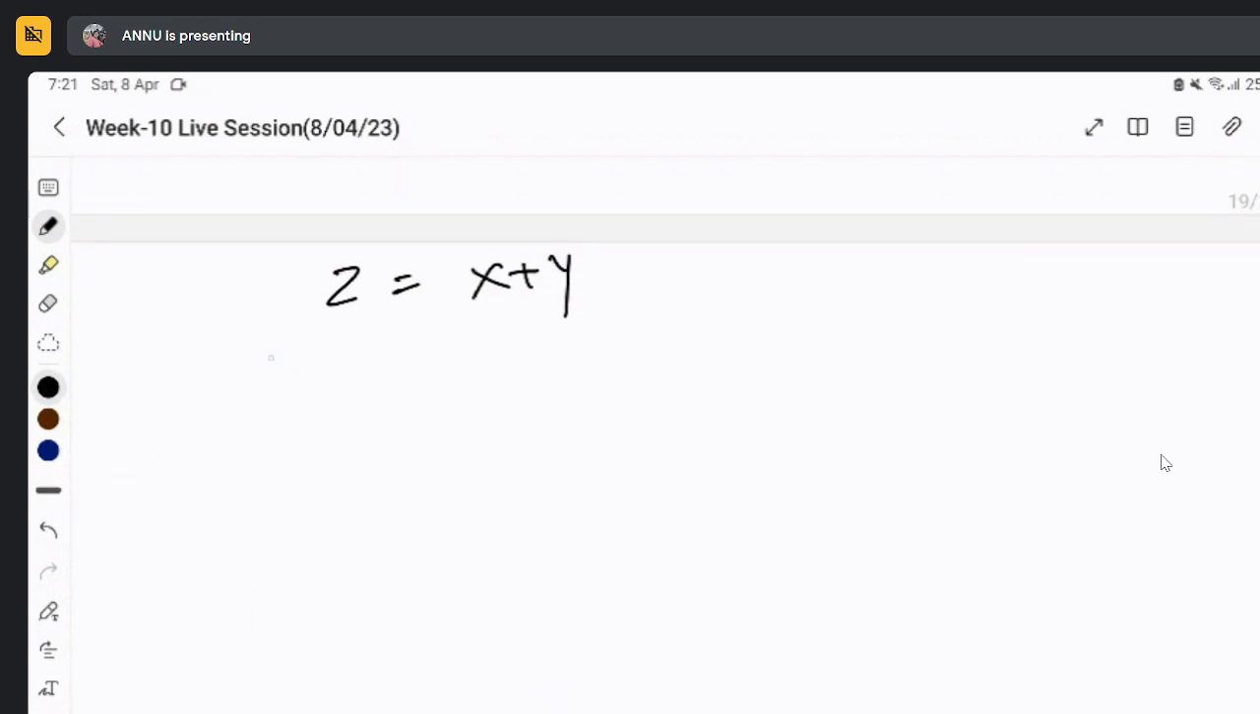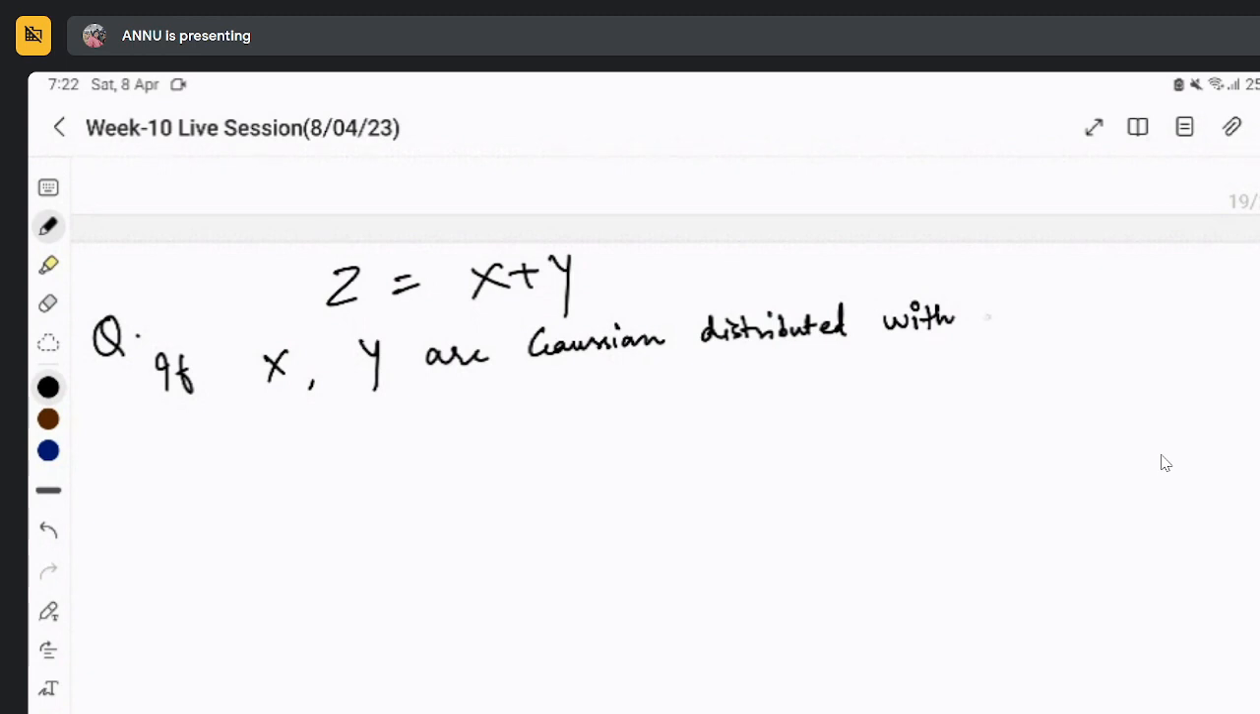Okay. If X, Y are Gaussian, assume the same mean mu and the same standard deviation sigma. Then how will Z be distributed?